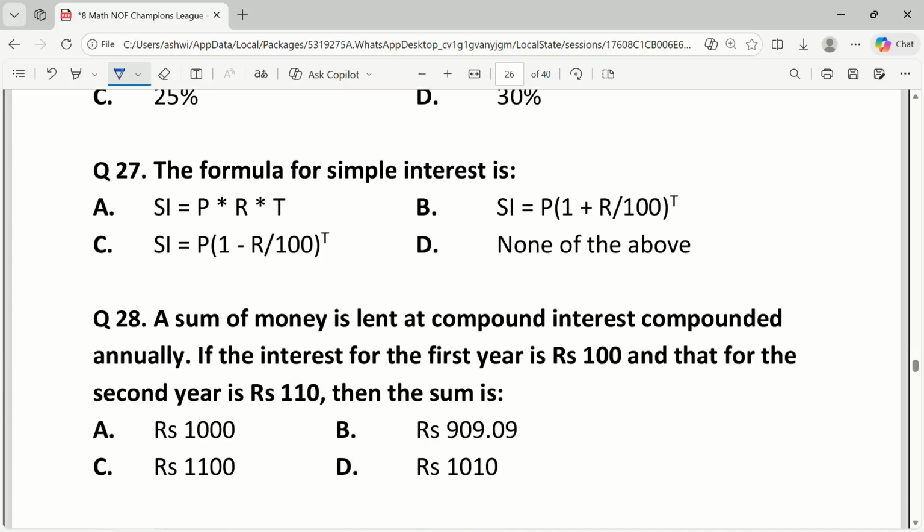The formula for simple interest is A. The standard formula for calculating simple interest is principal multiplied by rate multiplied by time, often divided by 100 depending upon how the rate is expressed.